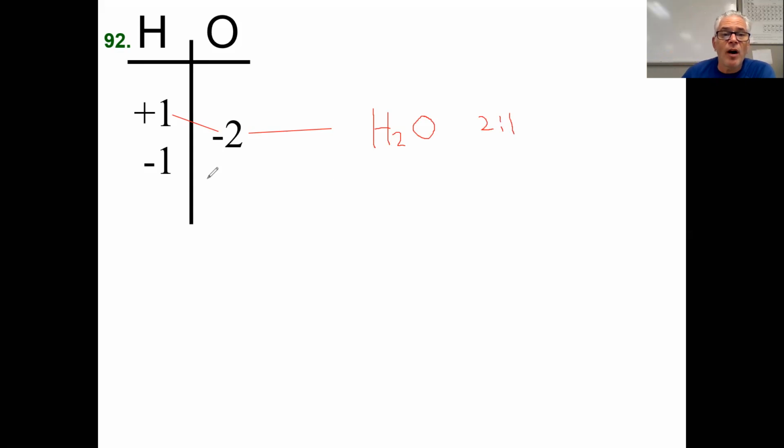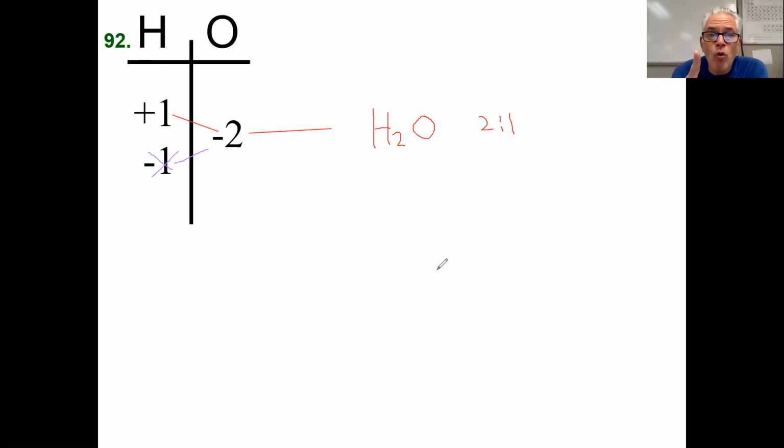Now, if we look at this one, let me change color. If we look at this one, a negative and a negative, no matter what ratio you get in, they're never going to balance. In this case, I'm just going to say, this one doesn't work. So in this case, the -1 oxidation state will not work with oxygen.